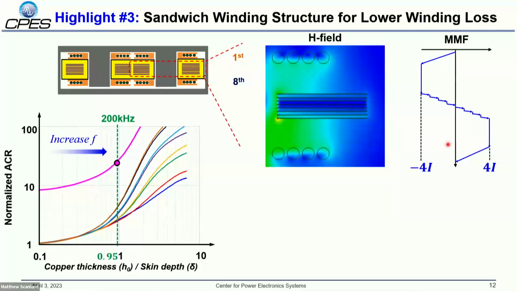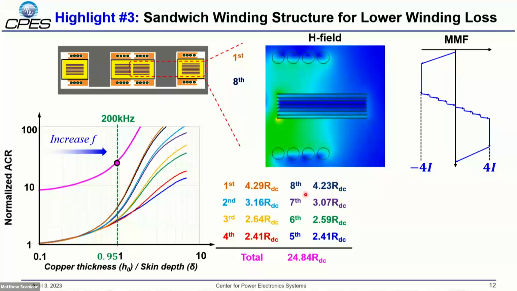If we look at this part for the normalized AC winding resistance, we will put this into 2 parts due to the sandwich structure. We will see from the 4th layer to the 1st layer, and from the 5th layer to the 8th layer, the winding resistance still increases, but the highest winding resistance is only 4.3 times of the DC resistance.